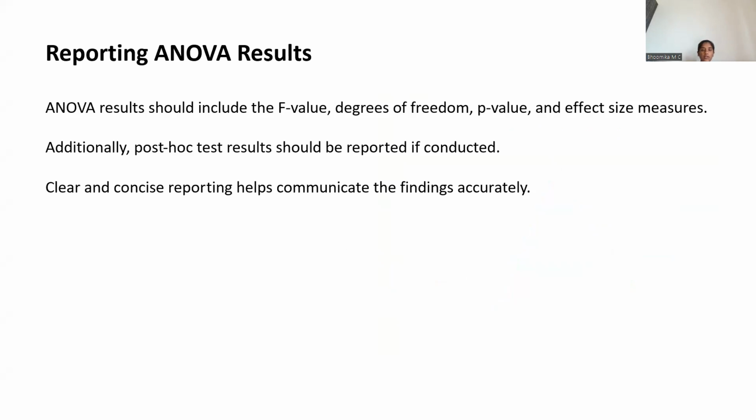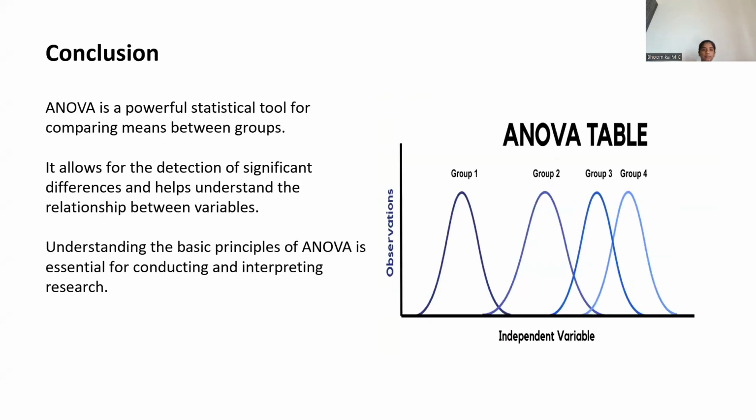Reporting ANOVA results. ANOVA results should include the F-value, degrees of freedom, p-value, and effect size measures. Additionally, post hoc test results should be reported if conducted. Clear and concise reporting helps communicate the findings accurately.